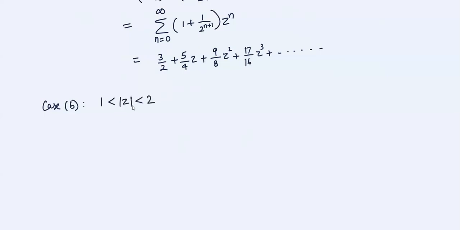Modulus of z lies between 1 and 2. So f of z we have written as 1 by 1 minus z plus 1 by 2 minus z.